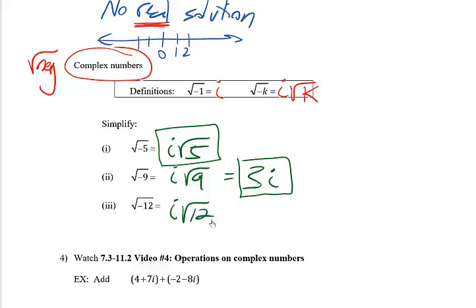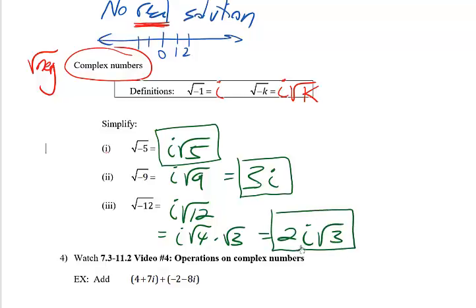And then I notice square root of 12, 12 has a perfect square that goes into it, namely 4, which means I can break this down further as square root of 4 times square root of 3. Square root of 4 has a nice answer. It's 2. So on the outside, I have i times 2, which is 2i. And then I have 3 on the inside of the radical for a final simplified answer of 2i times the square root of 3. So this new definition gives me a way to take square roots of negative numbers and continue on with them.